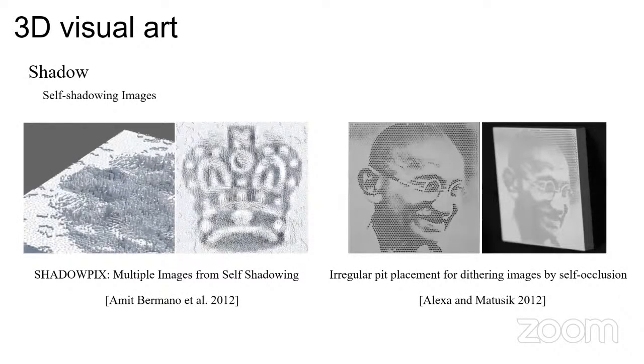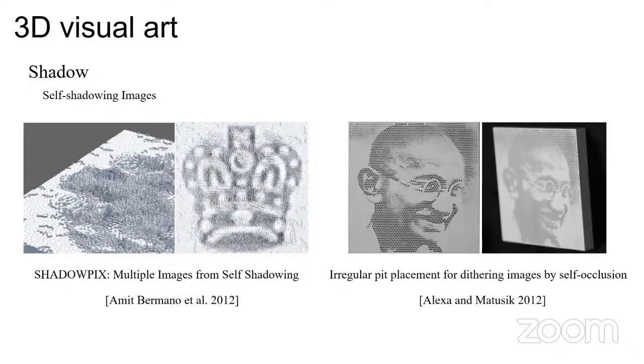The second subcategory is self-shading images. Unlike the previous kind of shadow art, these artworks use self-occlusion to form shadow images. That is to say, the shadow receiver becomes the object itself. As we show, Shadow Pixels, proposed by Romano and others, built walls to cast shadows on a plane to create a self-shading image. And Alexa and Matusik chose to make pits on a plane to create self-shading images.